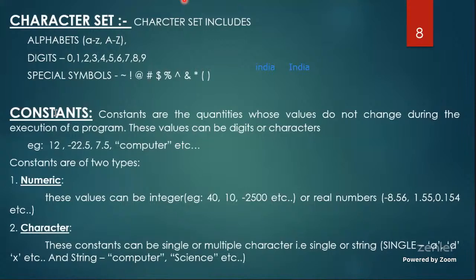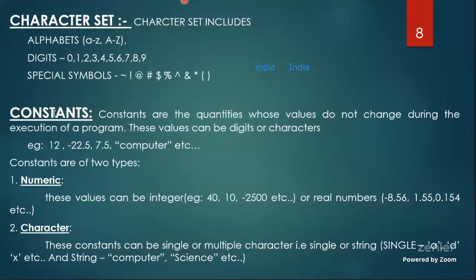Next one is constant. Try to understand the meaning first. Constant means the quantities whose value does not change during the execution of a program. Sometimes we use this particular word, constant, and it means: don't change your place, right?